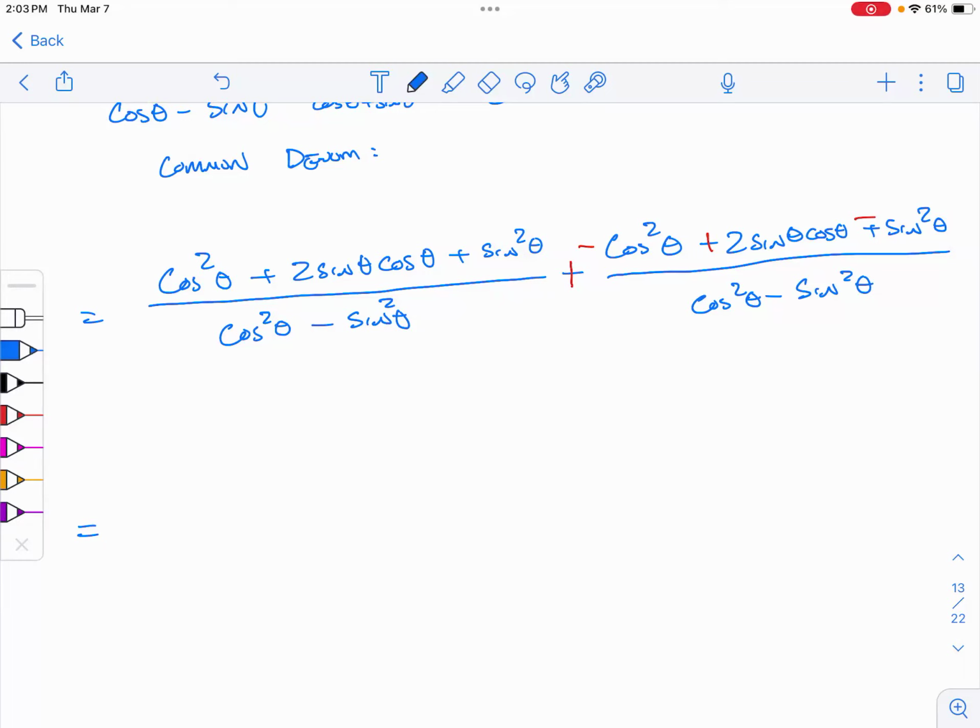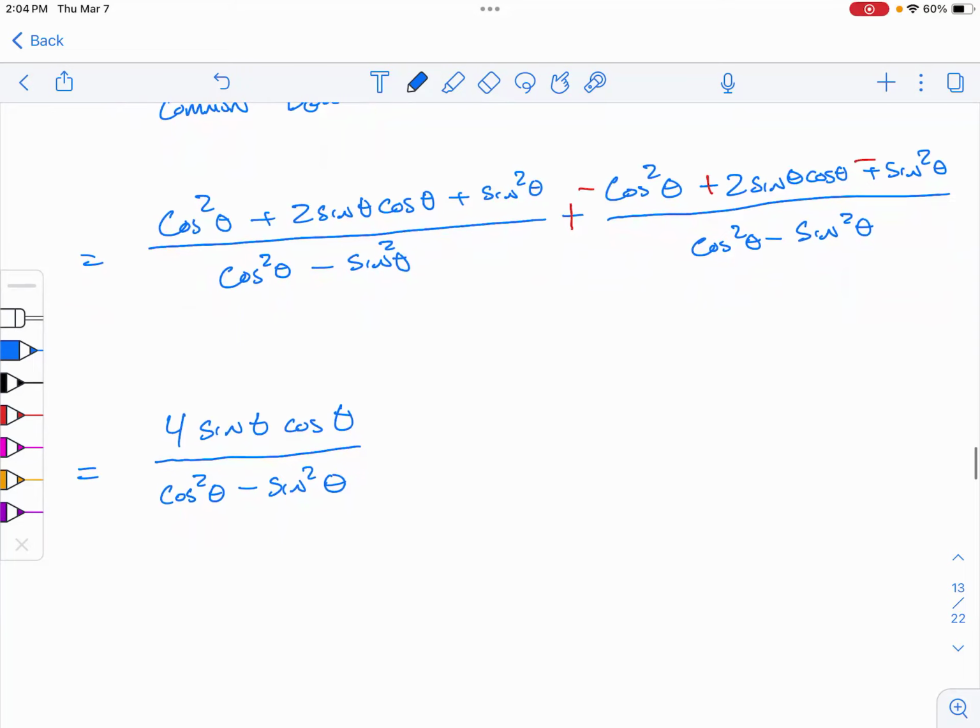So I have cosine squared theta minus cosine squared theta, that goes away. All right, I have 2 sine theta cosine theta plus 2 sine theta cosine theta. So that becomes 4 sine theta cosine theta. And then I have positive sine squared theta minus sine squared theta. Oh, look, that goes away. All right, so that was pretty nice. That means all that's left in the numerator is that. And in the denominator, so actually that's simplified pretty quick.